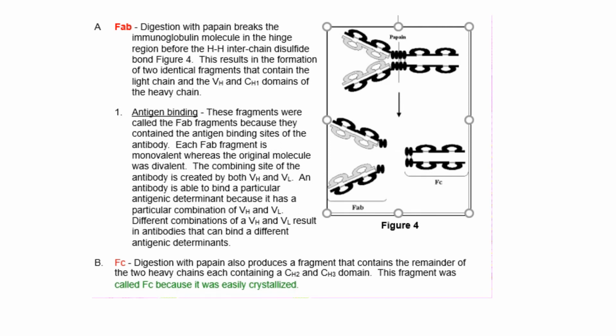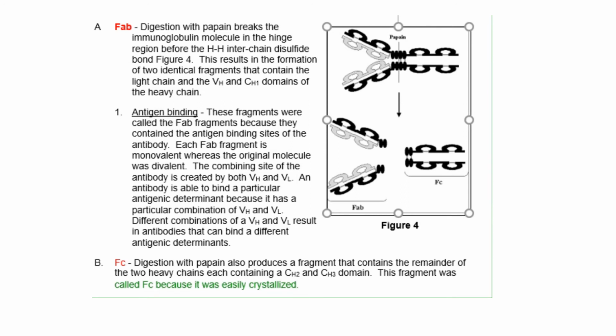F(ab')2 fragment is the result of treatment of immunoglobulin with pepsin digestion. The result is the cleavage of the heavy chain after the inter-heavy chain disulfide bonds, resulting in a fragment that contains both antigen binding sites. This fragment is called F(ab')2 because it is divalent.